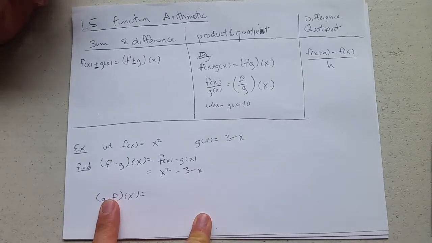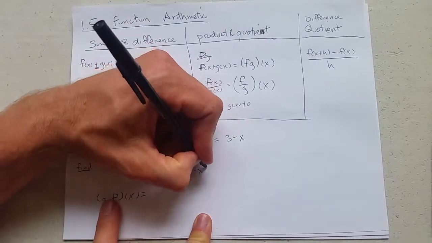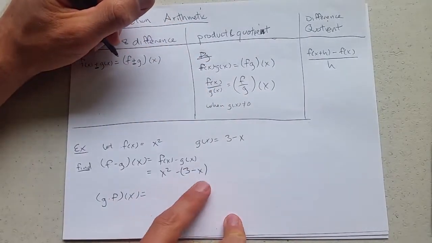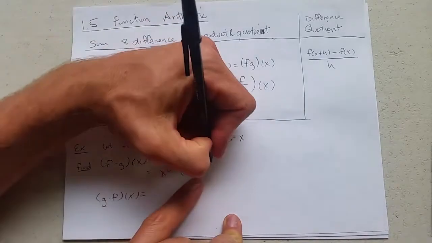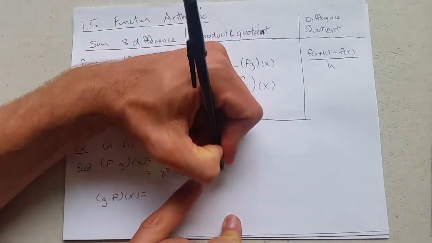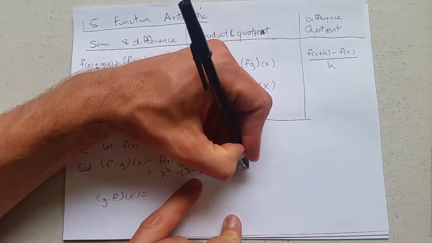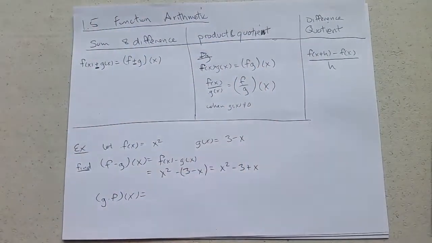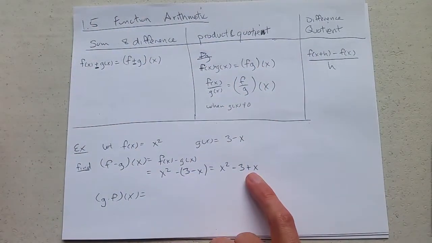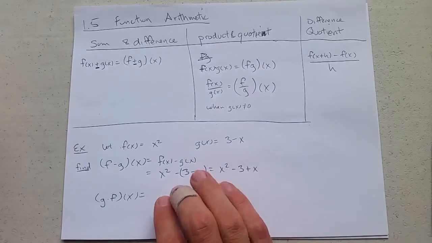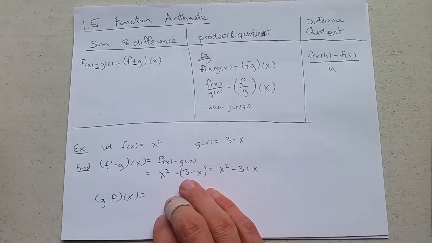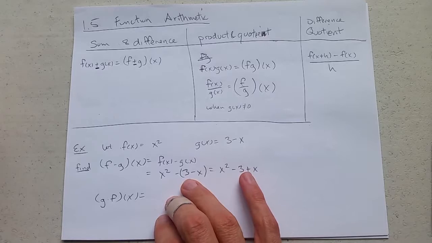Now, don't be lazy with your grouping. This is f minus the entire g of x function. And of course, you can distribute the negative sign. X squared minus 3 plus x. Two negatives make a positive, and I recommend that you definitely show this step in between so you don't forget to swap one of the signs.